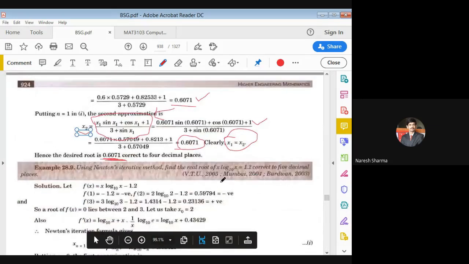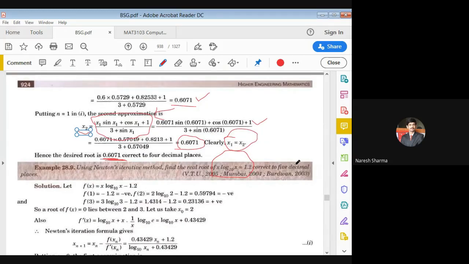You can try this example: x log10 x = 1.2. It is asking for up to 5 decimal places. You may do your calculation for 5 decimal or 6 decimal places, it's your choice, right?